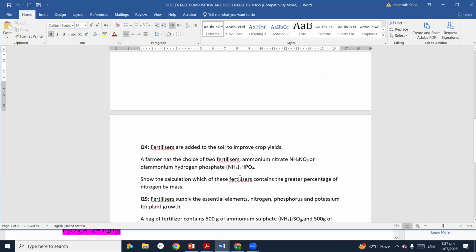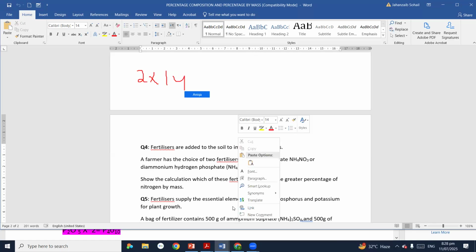Question 4. You have to show which fertilizer contains the greater percentage of nitrogen by mass. Can you calculate it? Just do it. You have space over here. And then I will tell you a little bit different question, then we will wind up.